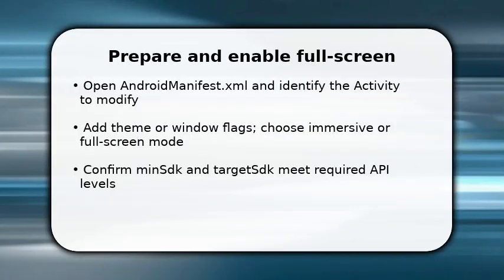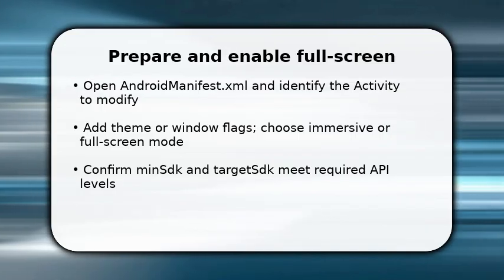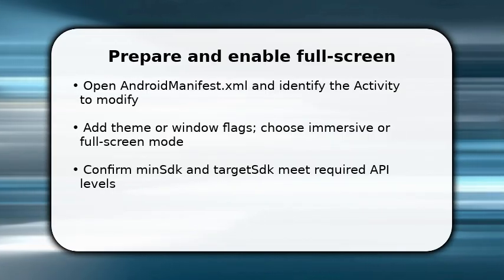You start by editing the activity entry in AndroidManifest.xml so the system knows which screen goes full screen. Add a no action bar theme or plan to set window flags at runtime. This lets you remove the status bar visually.